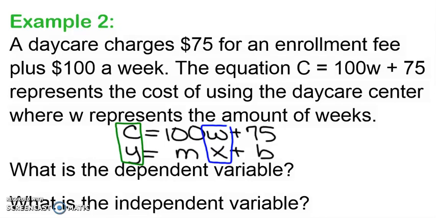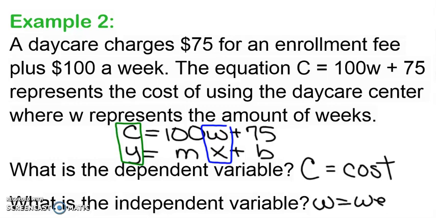So from here, it's so much easier for me to answer the question. What is the dependent variable? Dependent is your y. Well, in this particular case, we can't say y, but they do give us C, and we know that that is going to be the cost. What is the independent variable? Well, we know that the independent variable is letter x. What is being replaced with x in this example? It is W, which again represents the amount of weeks.